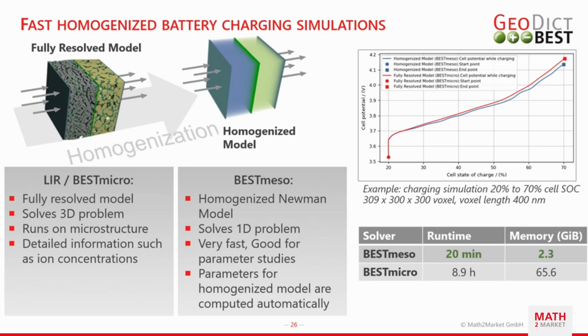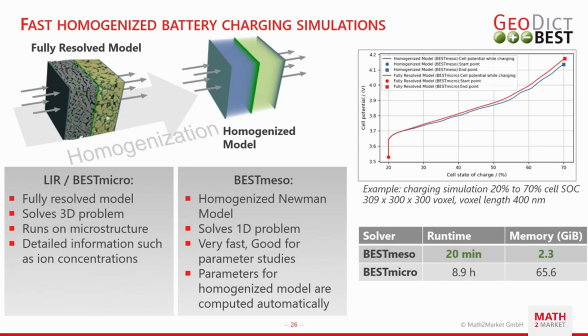And you get all the details on the three-dimensional structure. But the problem is that this is quite high computation effort. So, for example, when you look at this example structure and you do the charging from 3.5 volt until 4.1 volt, this took around 9 hours with the best micro solver and needed about 65 gigabyte of memory.